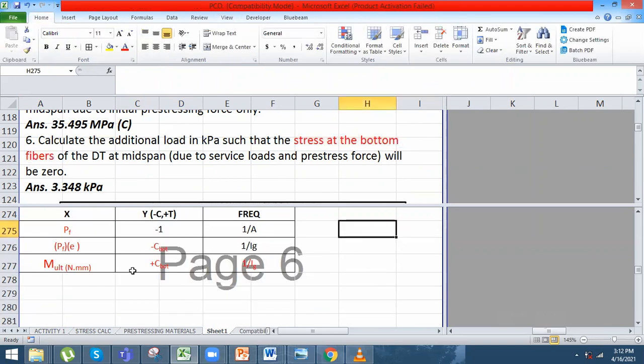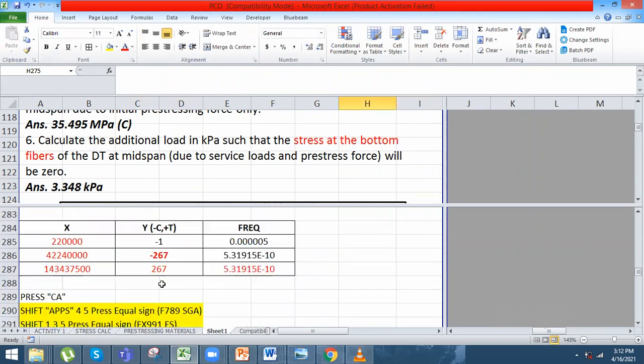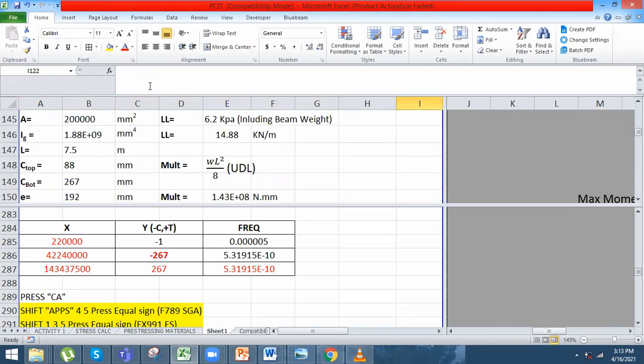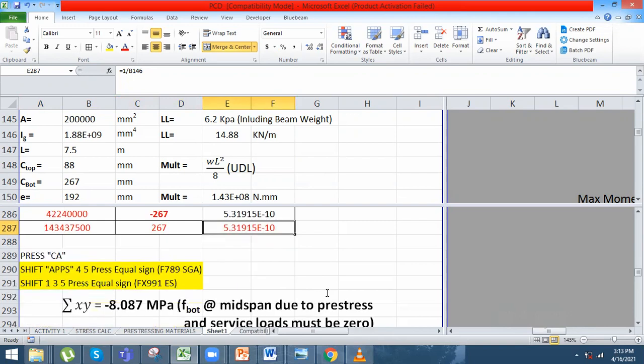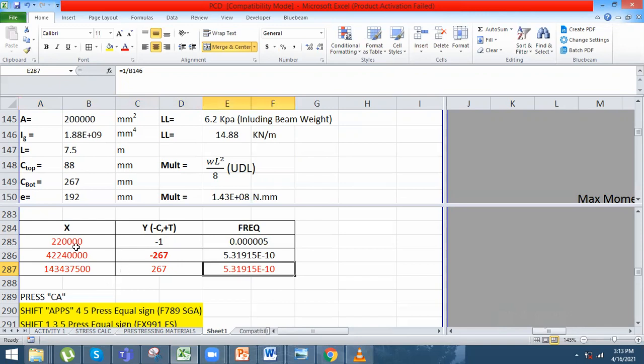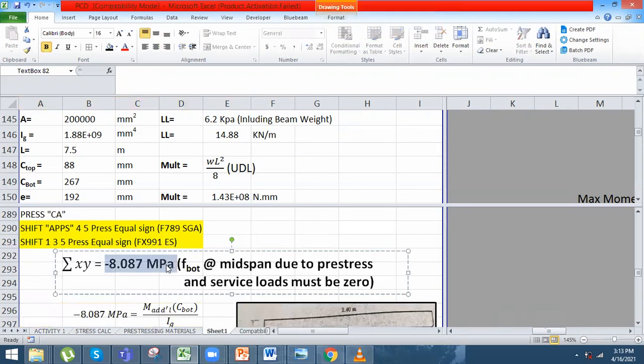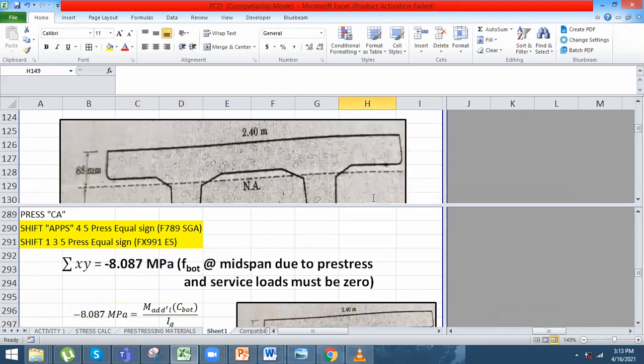Ayan, okay. So, inputan lang natin yan ng values dito. Okay, first line, that is due to action of pre-stressing force. Second line is due to bending sa bottom. This is the C-bot negative is P. This is P multiplied by eccentricity. Then, ito naman is yung moment. Yung moment natin is kay E150. That is, ayan o, 1.43 times 10 raised to 8 Newton millimeter. Then, C-bot din siya. Then, 1 over I. So, shift ups for 5. Okay, using shift ups for 5, it will generate already a negative 8.087 megapascal, which is the answer.